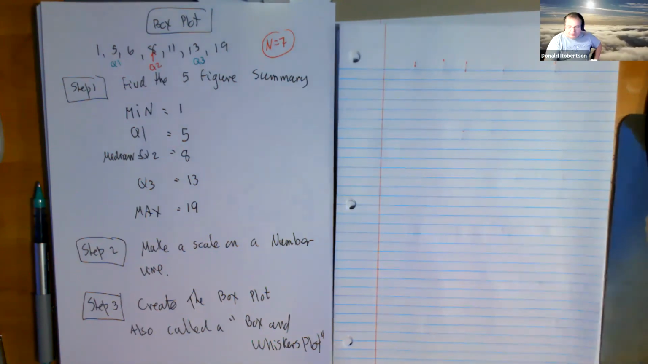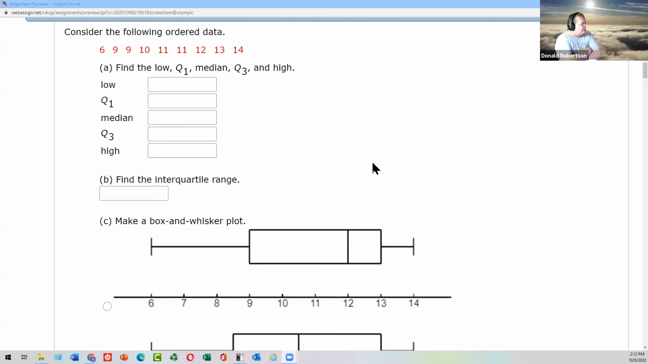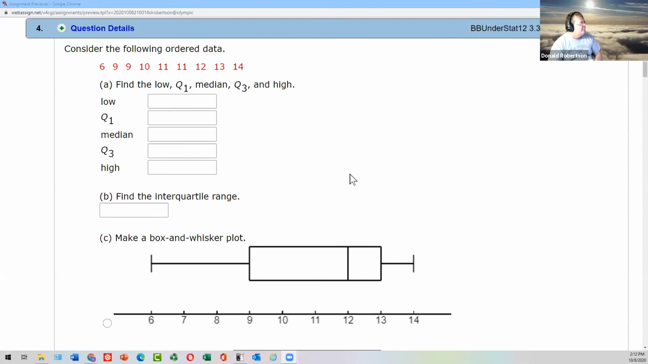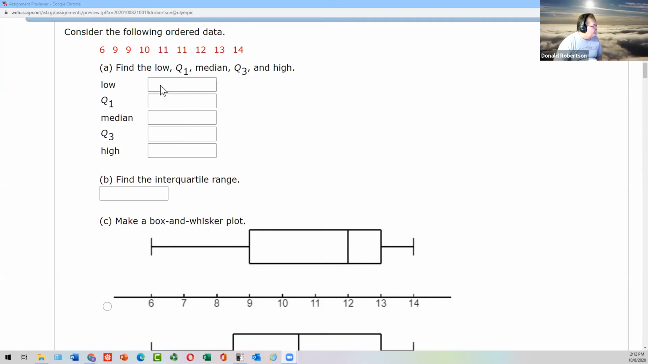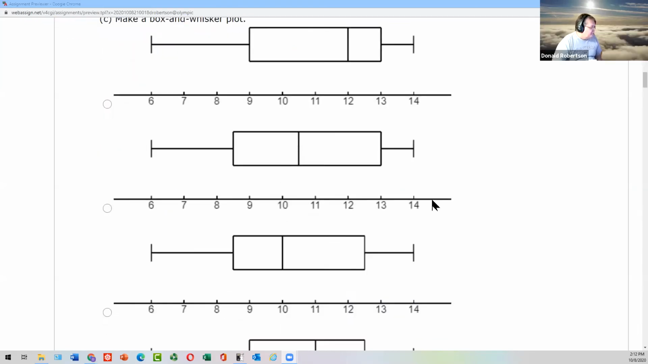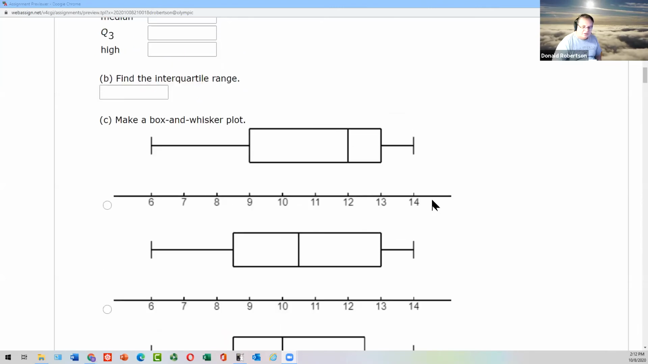Let's switch over to a homework question, and we'll show you how the homework, because WebAssign is online, how they get to ask you about those things. Hopefully you're seeing question 4. We've got a whole set of data up here, and we're going to find the five-figure summary, and then we're going to get the interquartile range, and then you're going to make a box plot. And the way they make it happen is, do you see that there's four or five pictures there? Once you've drawn your box plot, don't you just go and look at your picture and see which one of them it's the same as?